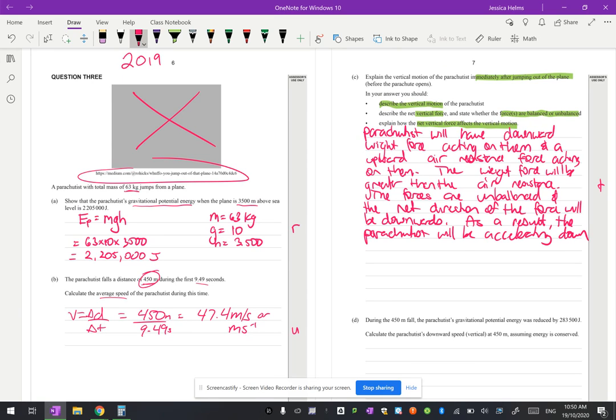But really, for the full answer, being able to say that the weight force is bigger than the air resistance, therefore the net force is in the downwards direction, and then the net force is unbalanced, causing the parachutist to be accelerating downwards. So that full relationship between it, that will give you the excellence here.